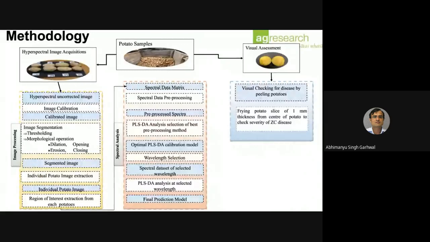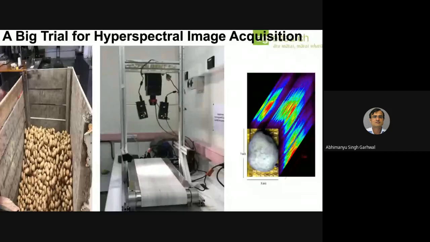Then we did PLS-DA analysis. Then we developed an optimal calibration model. And finally, we found which wavelengths are most suitable for the model. And then we did another validation test: is it diseased or healthy? So we cut it down, and then we see, oh, this is healthy. That's the first validation, visual checking of our diseased potato. And the second validation, we cut it into 2 mm chips, and then we fried them to see if they are really diseased or not. So that's the methodology. So that's the big trial.